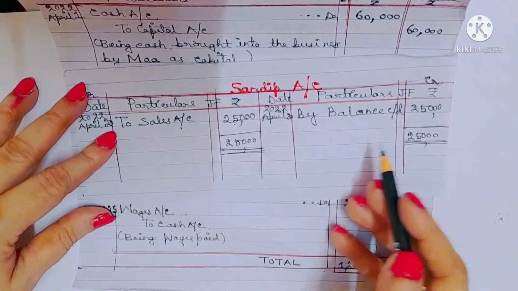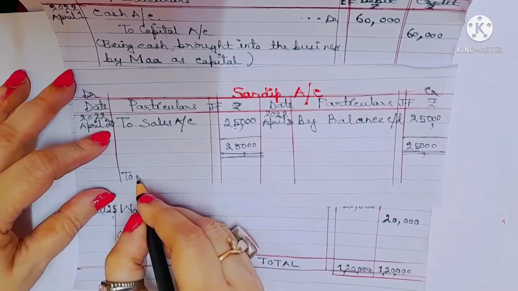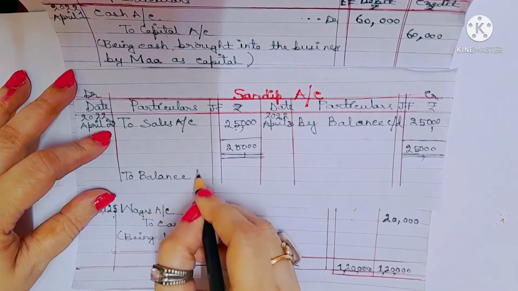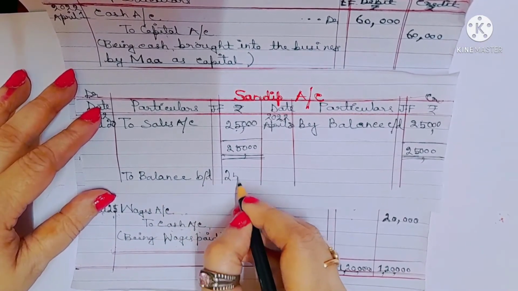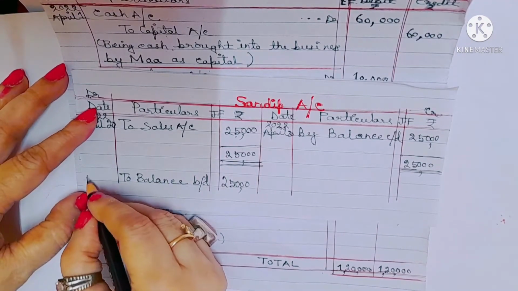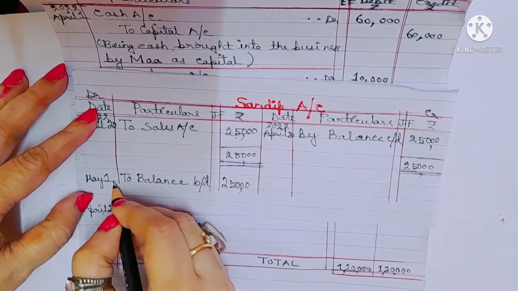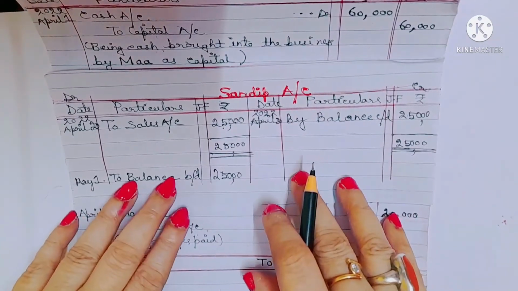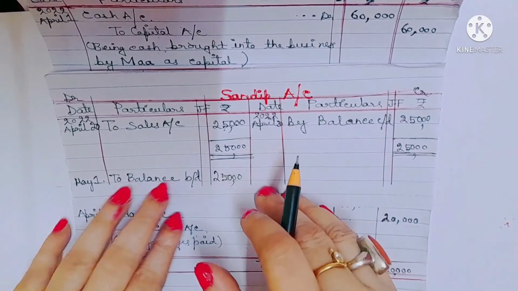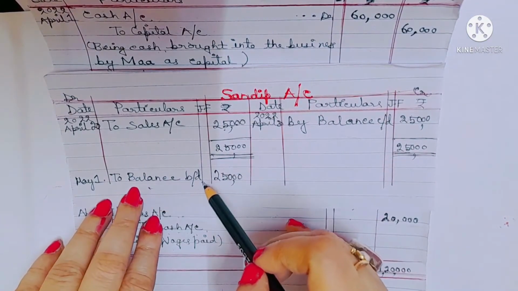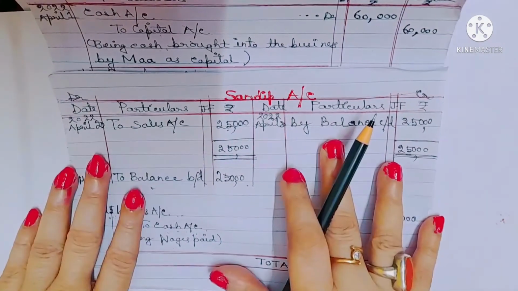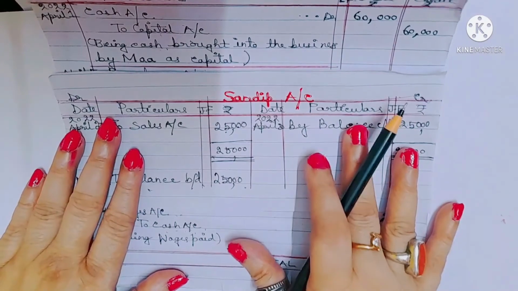By balance CD will appear on the opposite side beneath the debit side. To balance BD 25,000. Date, the very next day, May 1st. So is Sandeep a debit balance or credit balance? Since the debit side total is greater than the credit side total, it's a debit balance, and moreover, to balance BD is beneath the debit side total. So the Sandeep account is a debit balance. Understood? Let's see the next account.